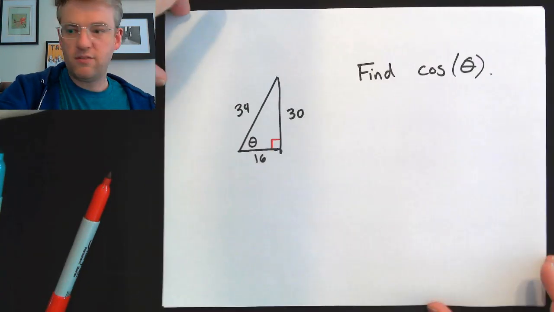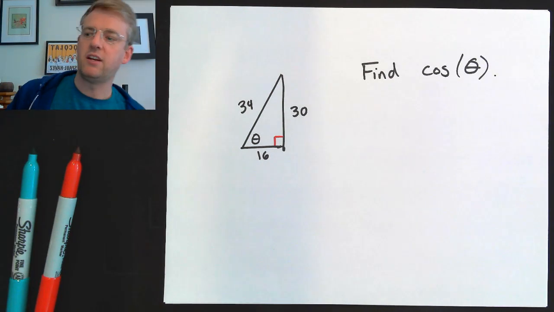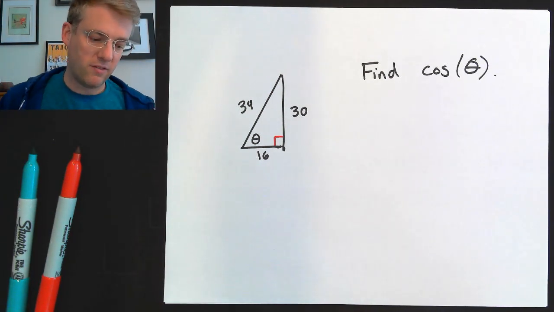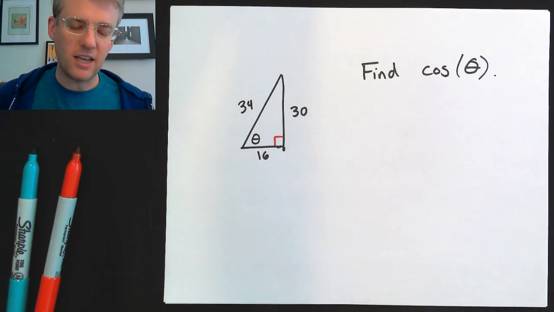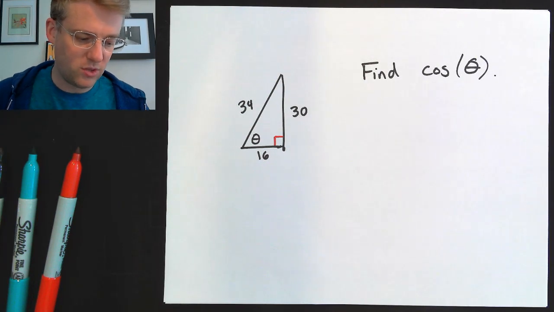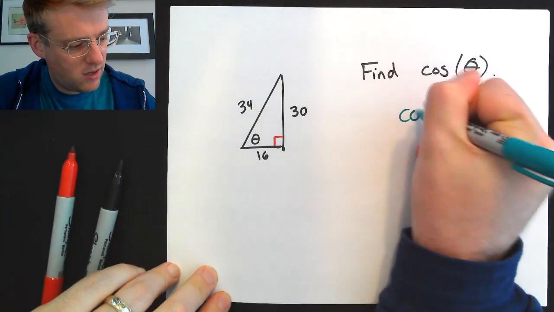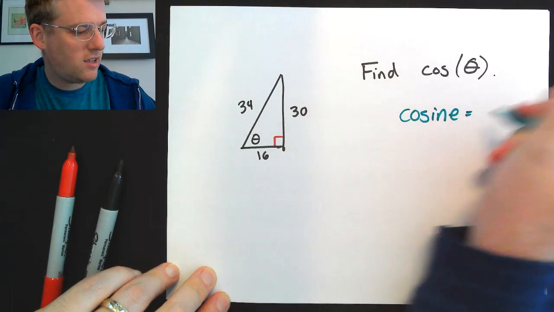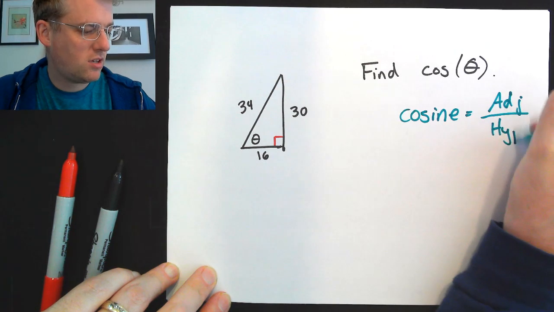First, we'll do one for cosine. So we're trying to find the cosine of theta. We get told that theta is the bottom left angle. Okay, we have all 3 sides. Happily, there aren't any decimals or anything odd going on, so this should be pretty straightforward once we've written the ratio. Remember, cosine is the adjacent to the hypotenuse.